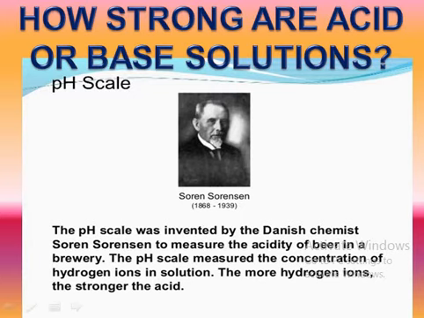Now to solve the question of how to measure the strength of acids and bases, we will study the pH scale and its uses today. Starting with the pH scale, which was suggested by a Danish scientist, Sorensen. What he did was that he measured the acidity of beverages.